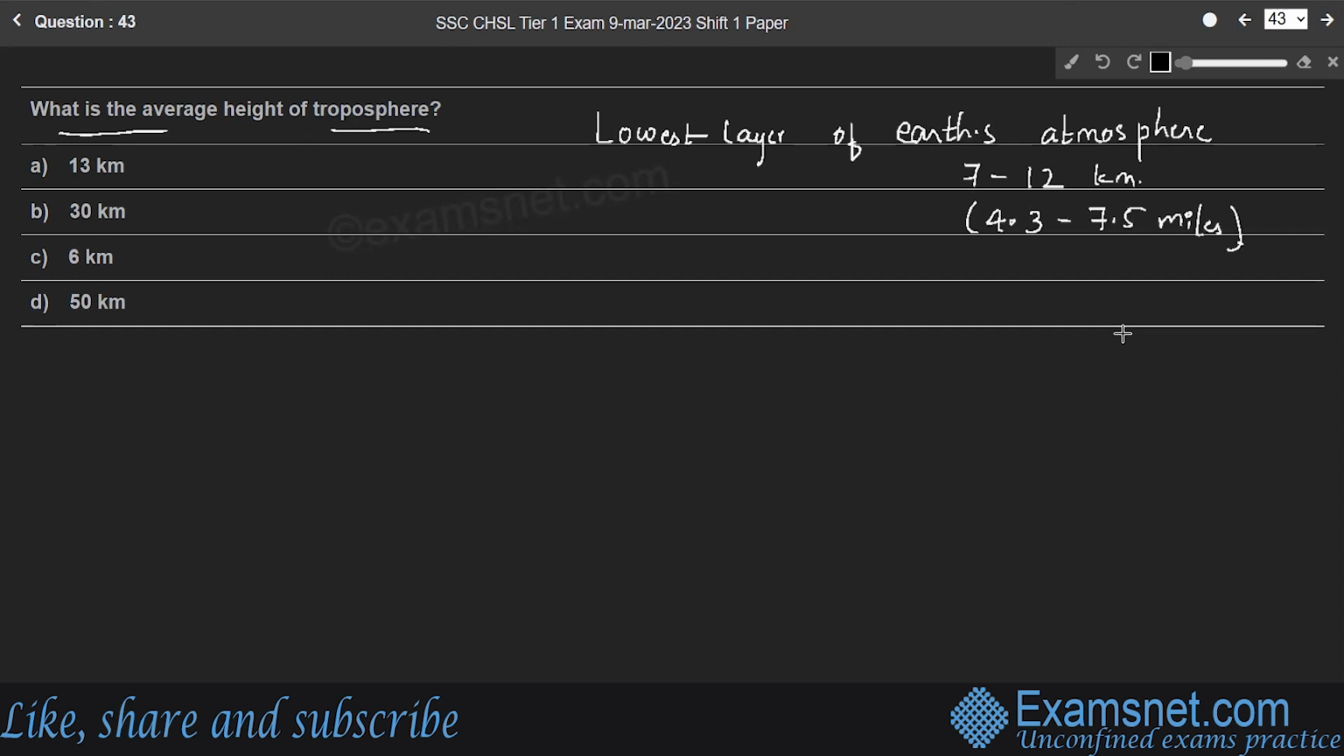Right? Therefore, the average height of troposphere is nearly 13 kilometer. It extended up to 12 kilometer. So we can consider the nearest value as 13 kilometer here. The height of the troposphere varies depending on the location, season, and weather conditions. However, the average height of the troposphere is about 11 kilometers, which is nearly 6.8 miles above the sea level. Therefore, option A is the right answer, which is average height of troposphere.